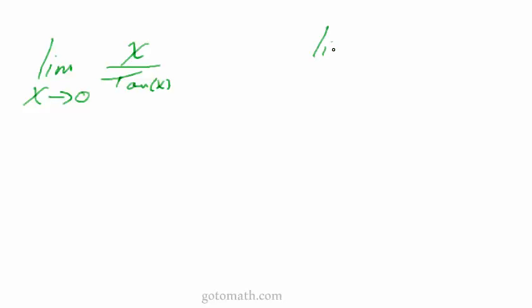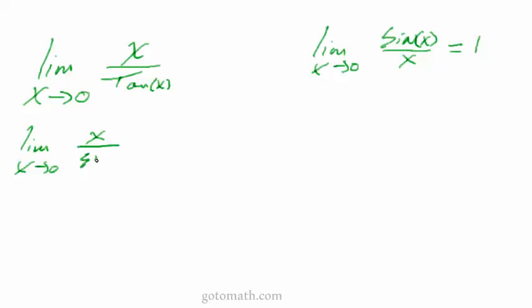Now, I'm going to state this up here. This is something that you got to really kind of commit to memory, and that is that the limit as x approaches 0 of sine x over x is 1. All right. And what I'm going to do here is convert this to sines over cosines. Sine and cosine. So we end up with x over sine x over cosine x.